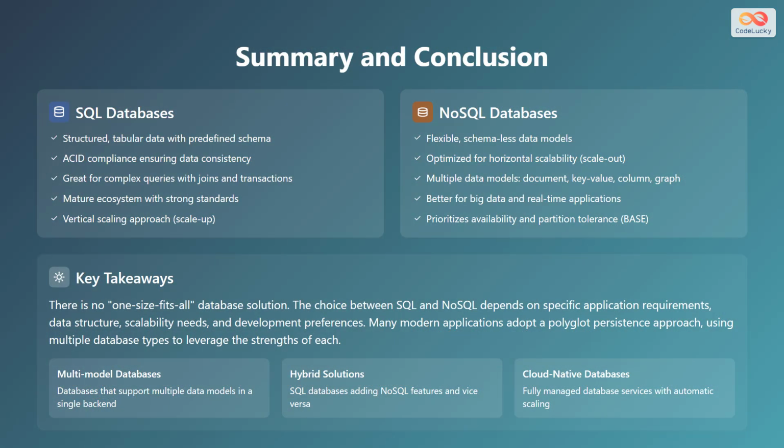In summary, SQL databases are characterized by their structured tabular data, ACID compliance, and suitability for complex queries. NoSQL databases, on the other hand, offer flexible schema-less data models, horizontal scalability, and support for multiple data models. There is no one-size-fits-all solution. The choice depends on your specific application requirements. Looking ahead, we see trends towards multi-model databases, hybrid solutions, and cloud-native databases.